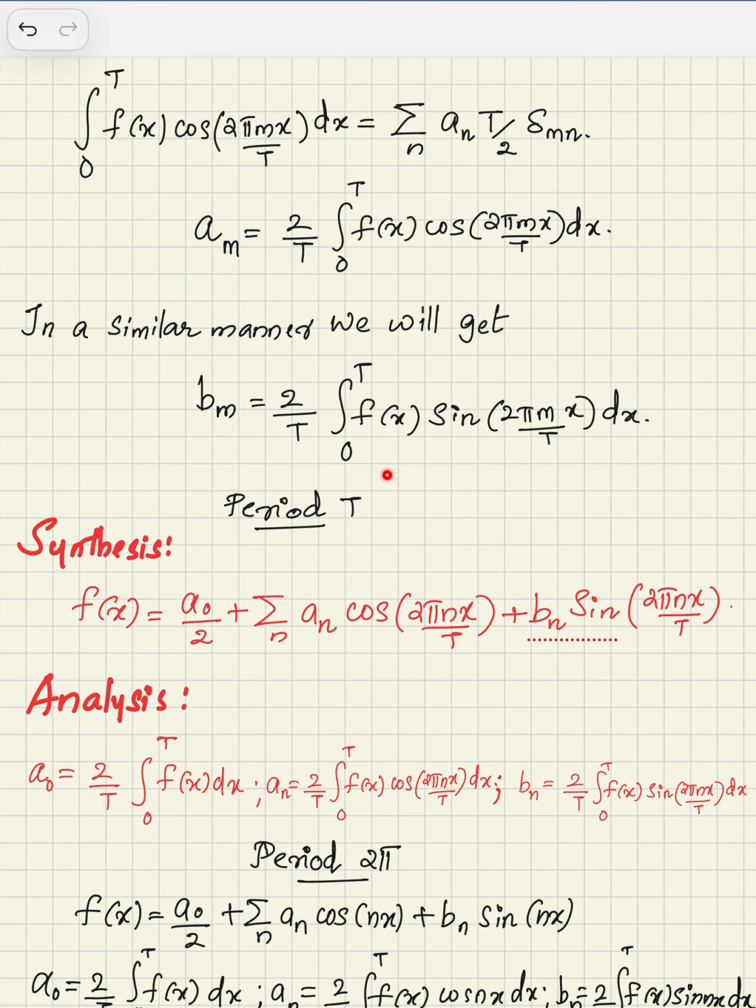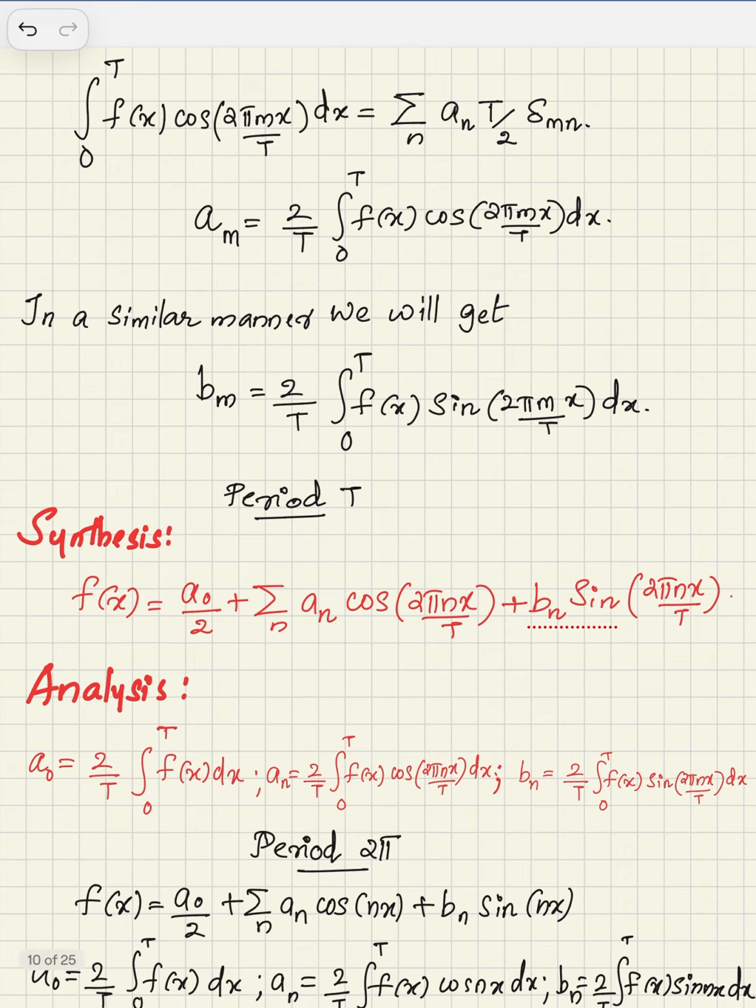So if you have a function with a period t, the synthesis part is f of x equal to a0 by 2 plus sigma an cos 2 pi nx by t plus bn sin 2 pi nx by t. This is called synthesis. And the evaluation of coefficients will give you a0 as 2 by t integral 0 to t f of x dx, an as 2 by t integral 0 to t f of x cos 2 pi nx by t dx, bn as 2 by t integral 0 to t f of x sin 2 pi nx by t dx. This part is called analysis. I hope it is clear.